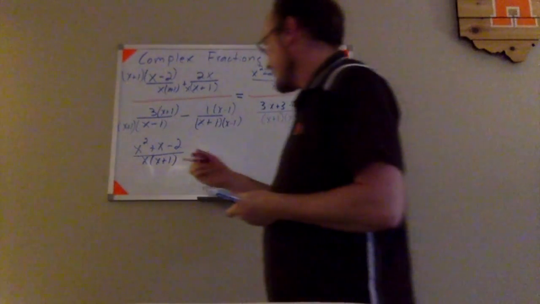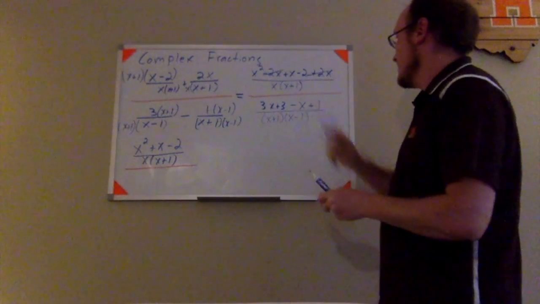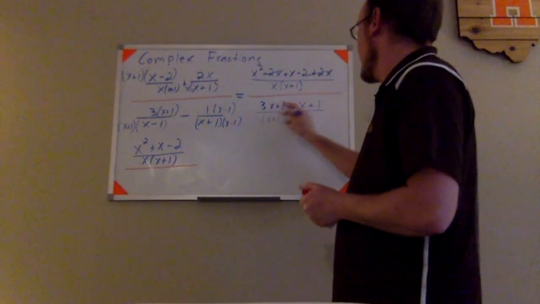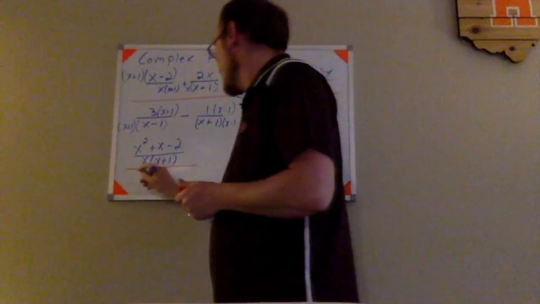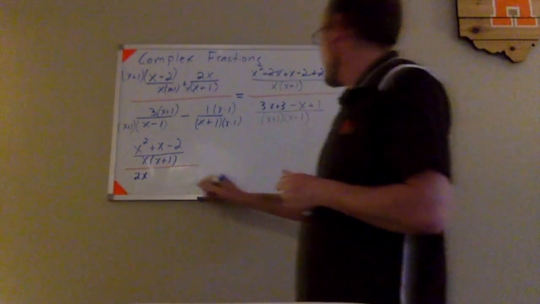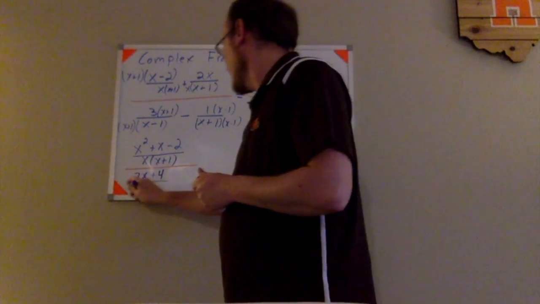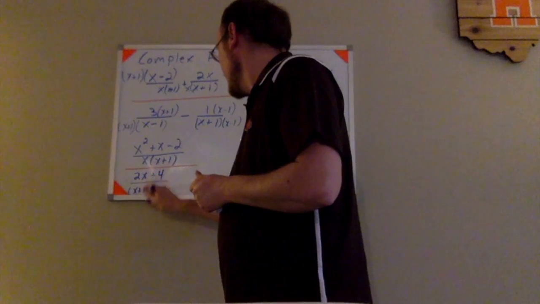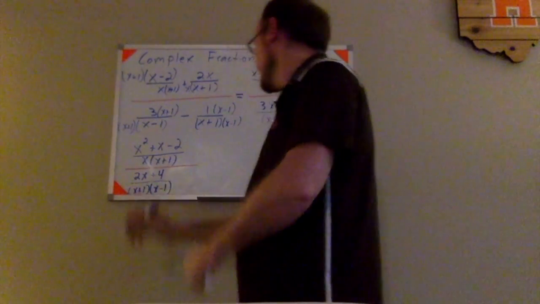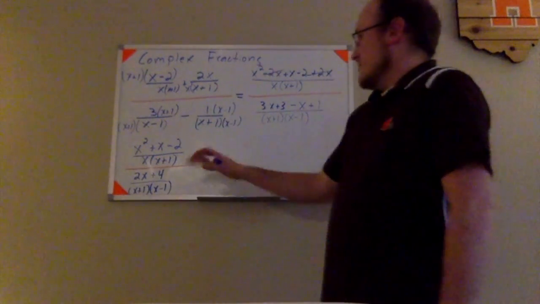And then my big fraction bar. And cleaning this up down here on the bottom, I have 3x minus x, which makes 2x. And then I have a plus 3 and a plus 1, which makes plus 4, all over x plus 1, x minus 1. Still looks rather complicated, a little bit messy.